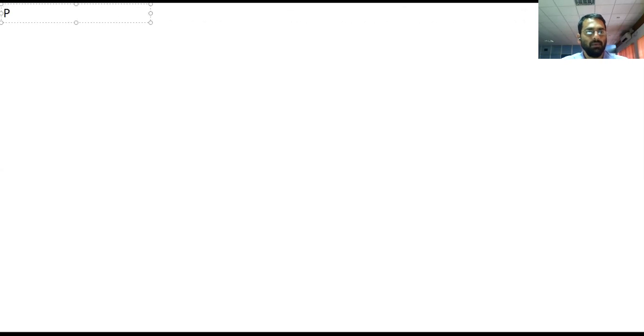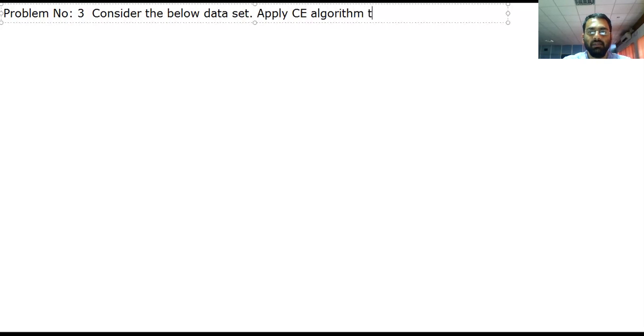Okay. So I'm going to consider the next problem, problem number 3. Same as usual. Consider the below data set. Apply the algorithm to generate the partial space.